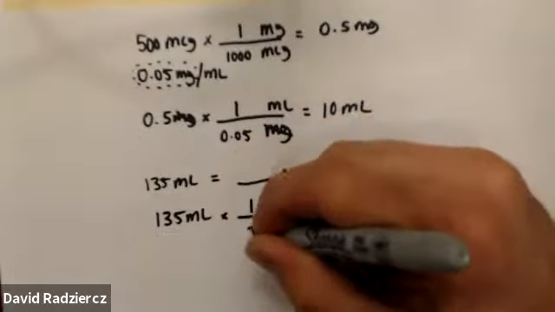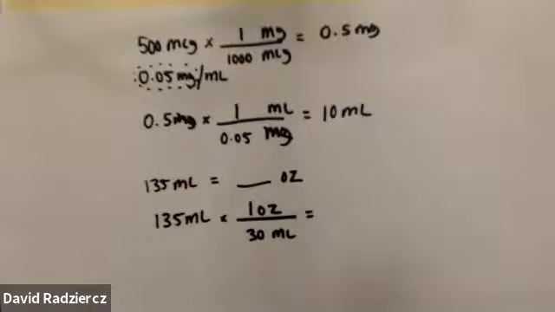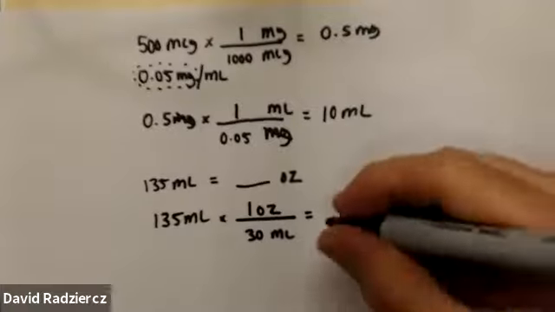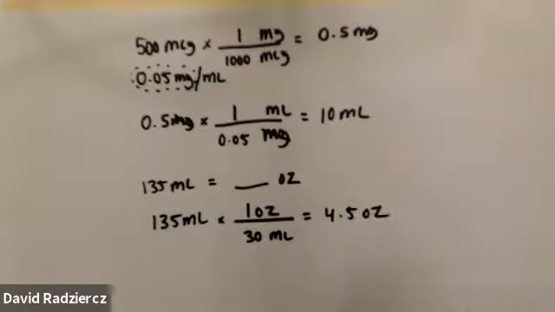1 ounce is 30 milliliters. So when I do 135 divided by 30, I get 4.5 ounces. That is your answer. Okay. You don't need to round that up to 5. That's your answer. Round to the nearest 10th.